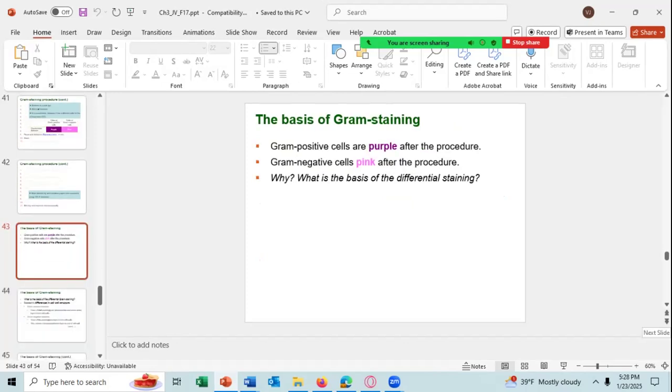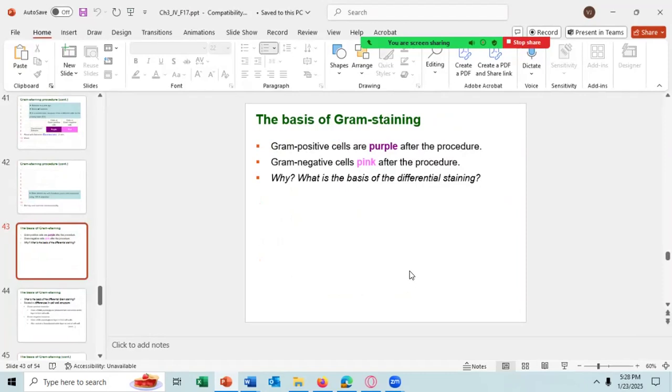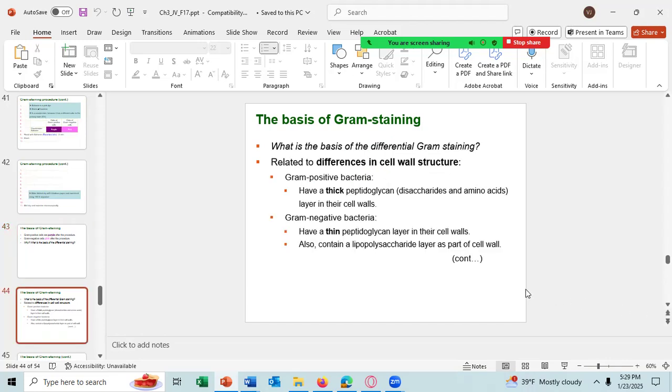So what is the basis of the gram stain? The gram-positive cells are staining purple by retaining the crystal violet. The gram-negative cells are staining pink from the safranin staining the cells which have lost the crystal violet. And why does this happen? What's the basis of the differential staining? The basis is related to the differences in the cell wall structure.